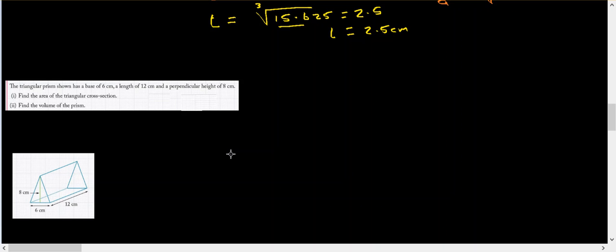Okay, and let's have a look at this one here. So what we have, let's just change the color.